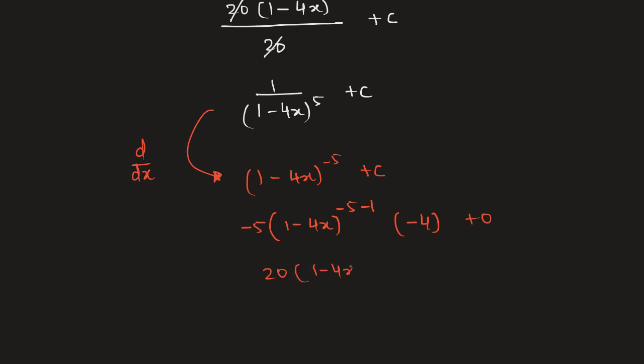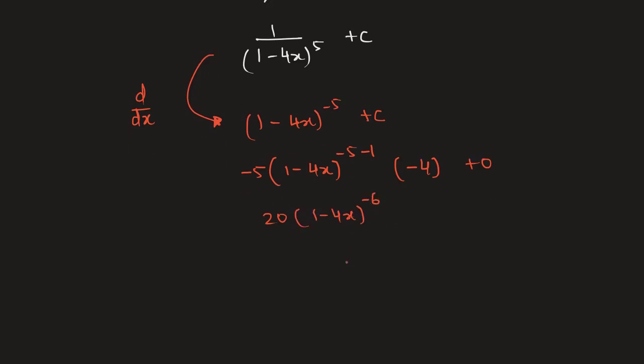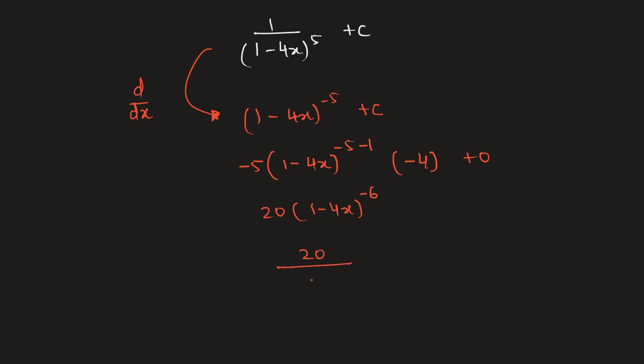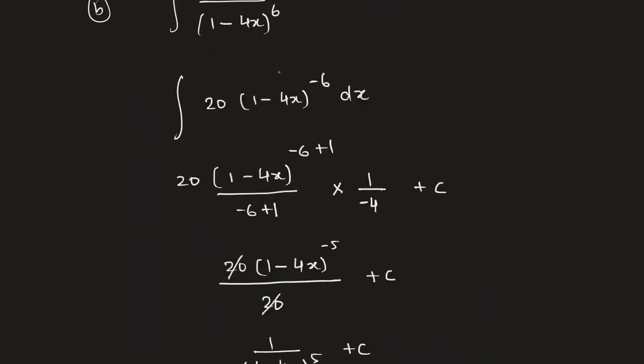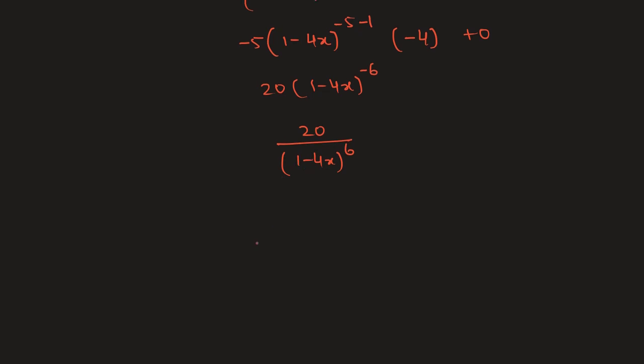20 times (1 - 4x) to the power -6, which we can write as 20 upon (1 - 4x)^6, which is similar to what we started with: 20 upon (1 - 4x)^6. Clear? I hope you are clear with this idea.